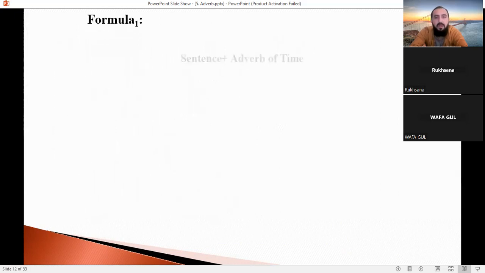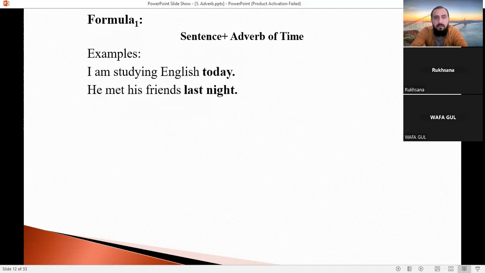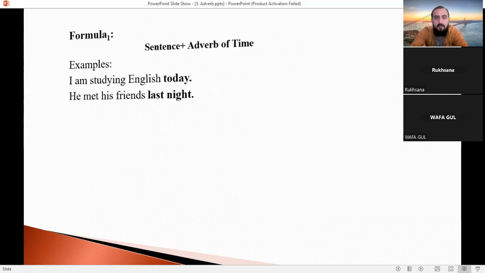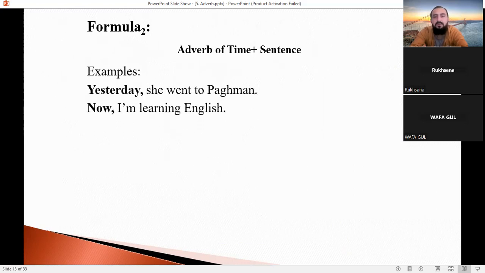Okay, formula number 1. Miss Wafa, can you read it? Sentence plus adverb of time. For example, I am studying English today. He met his friends last night. Formula number 2. This is how you can use adverbs of time in sentences. You can either use them at the end of sentences or at the beginning of sentences.